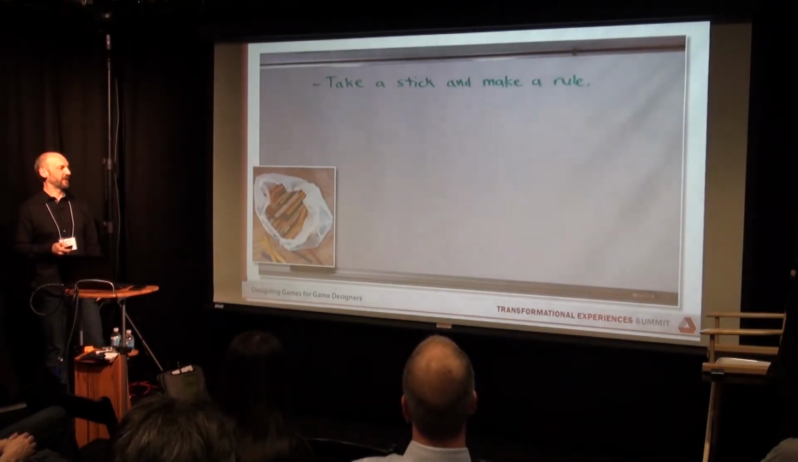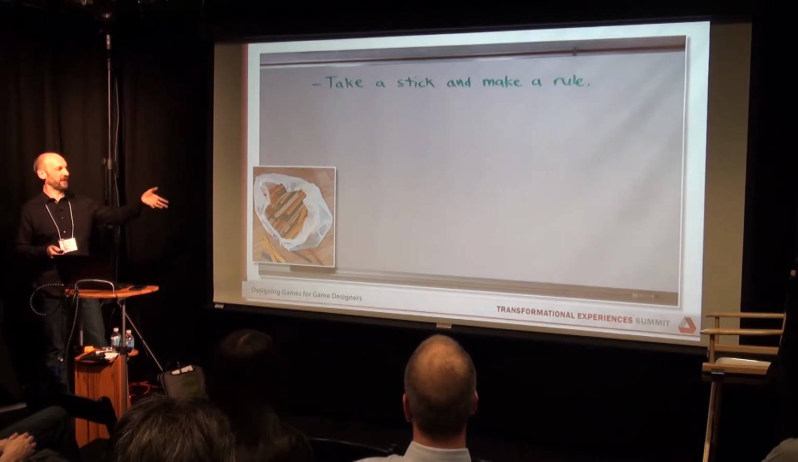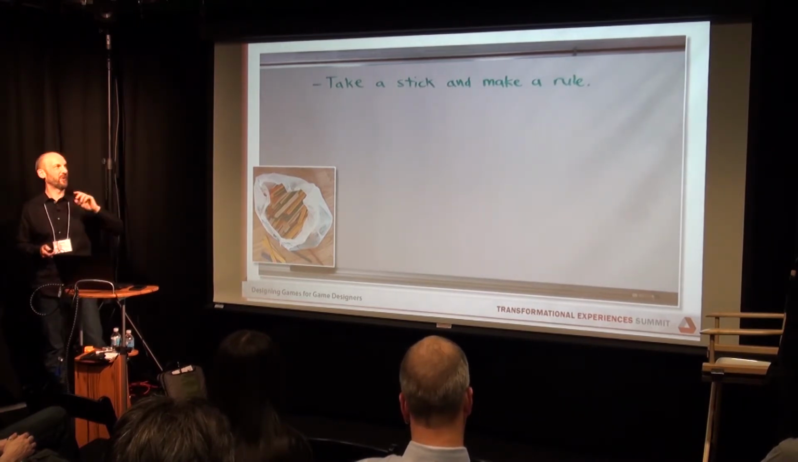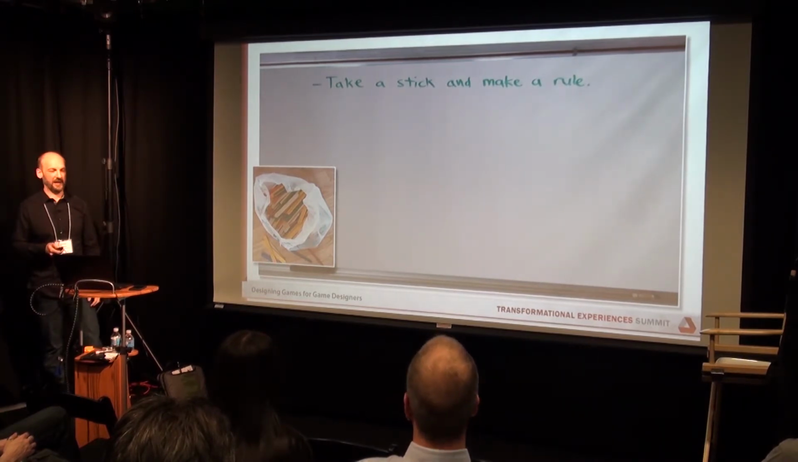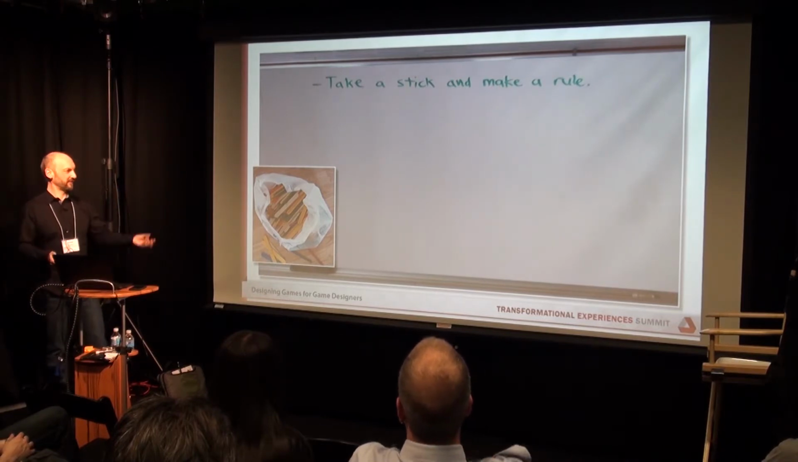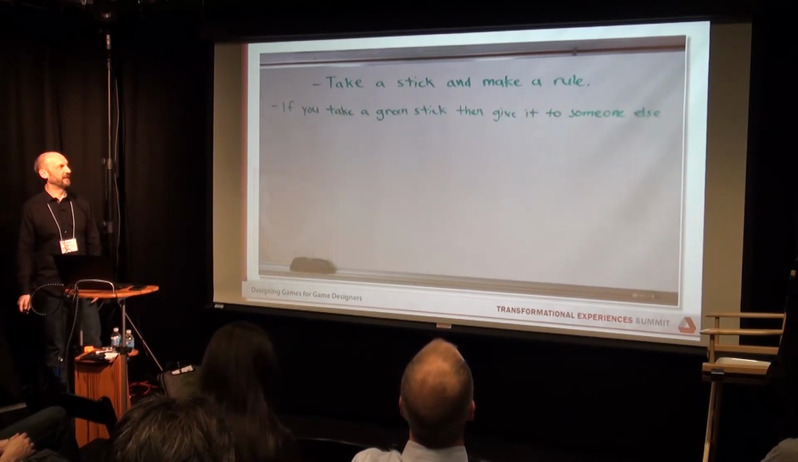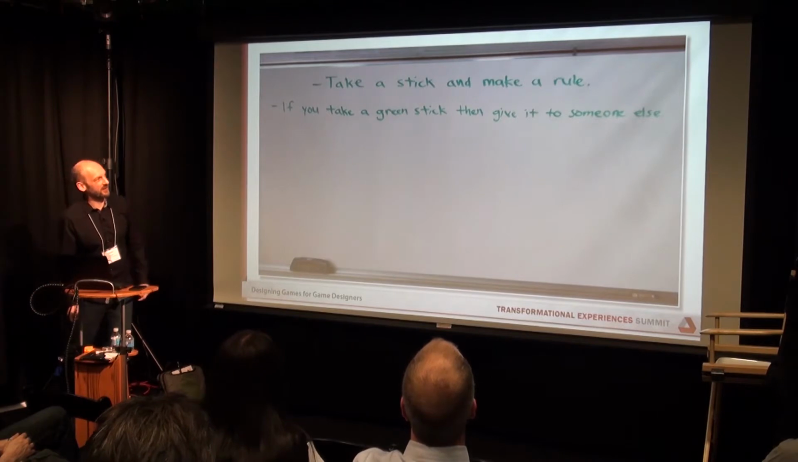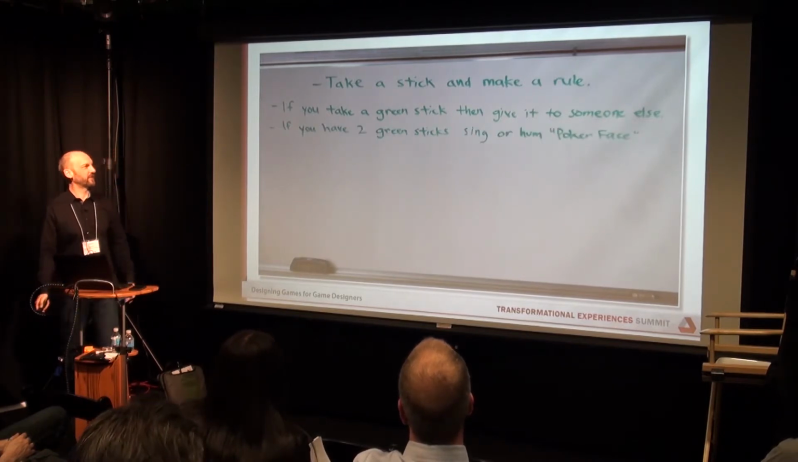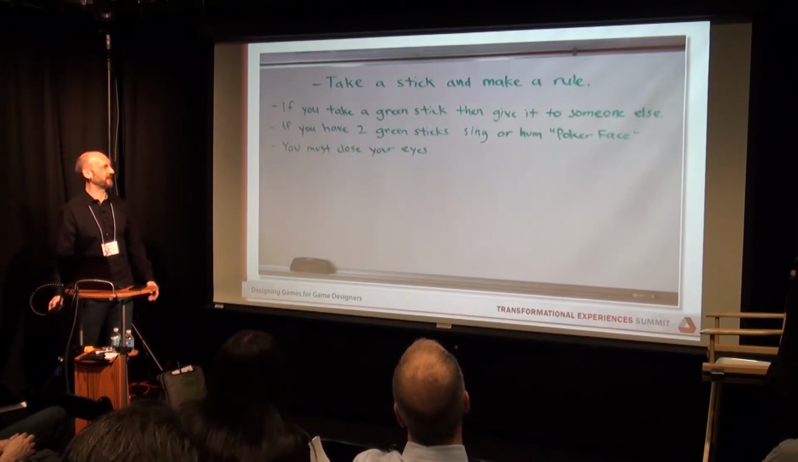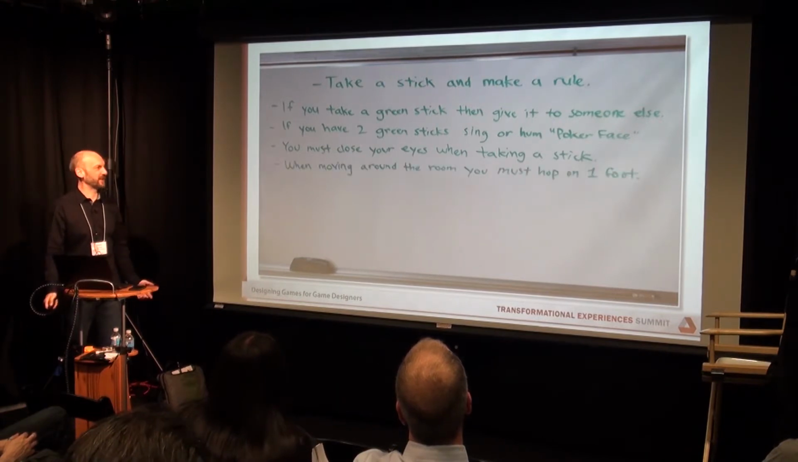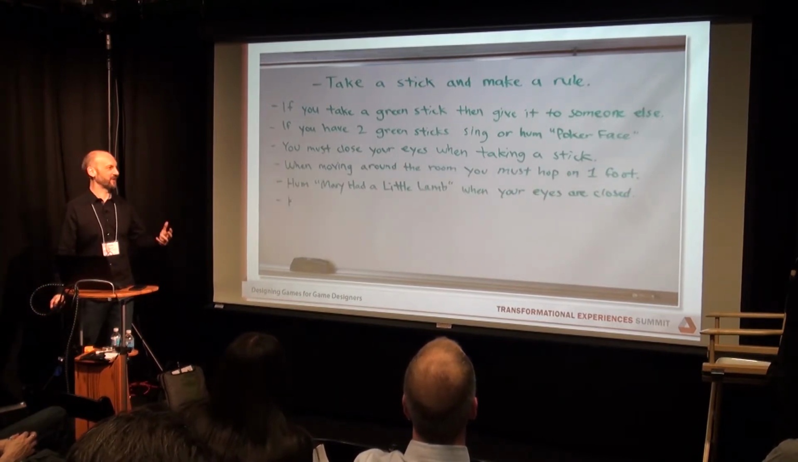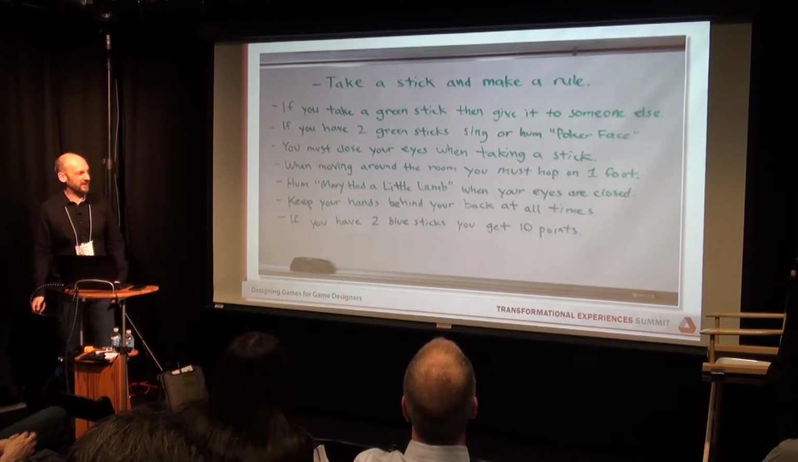So the first one we start with is a bag of popsicle sticks of different colors and sizes, and I write this up on the board: take a stick and make a rule. And that's it. So the first student comes up, grabs a stick, makes a rule. If you take a green stick, then give it to someone else. If you have 2 green sticks, sing or hum Poker Face. You must close your eyes when taking a stick. When moving around the room, you must hop on 1 foot. Hum Mary Had a Little Lamb when your eyes are closed. Keep your hands behind your back at all times. If you have 2 blue sticks, you get 10 points.